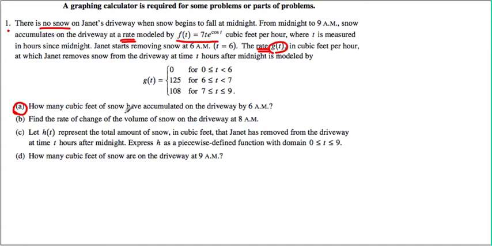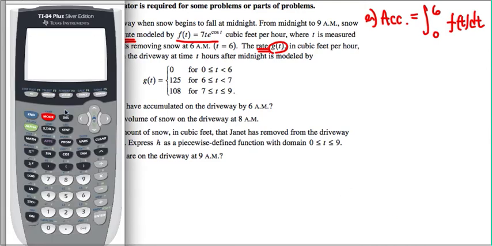How many cubic feet of snow have accumulated on the driveway by 6 a.m.? So accumulation only is governed by f, so A, accumulation, will be equal to the integral from 0 to 6, because we're looking at 6 a.m., of f of t dt. Simple as that. So then let's try to look at that for a second here. If I consider y equals 7x, I'm putting x in place of t here, and e to the cosine of t.